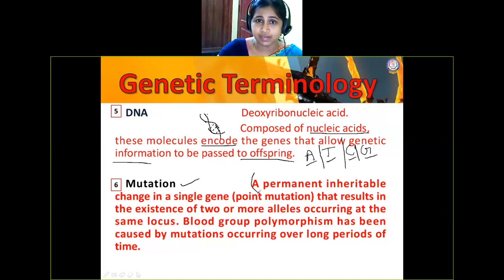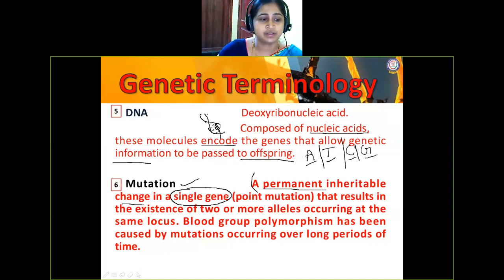So we'll see the scientific explanation: a permanent inheritable change. See the word permanent. The change that happened is permanent and inheritable. It can be transferred from one generation to another. It can be in a single gene. The mutation can happen in one particular point. If there is a DNA, at one particular point there might be a mutation. So it is nothing but point mutation. It occurs only in a single gene.